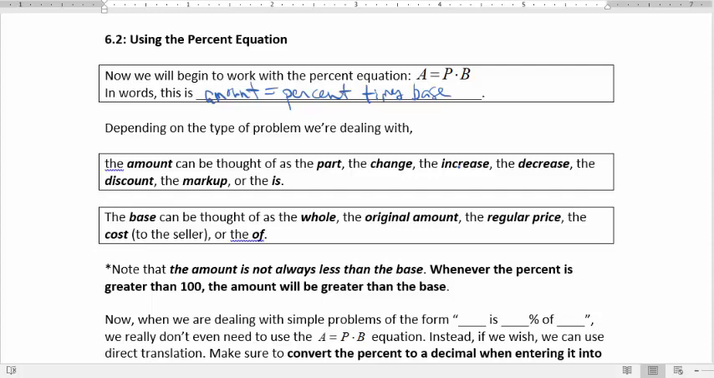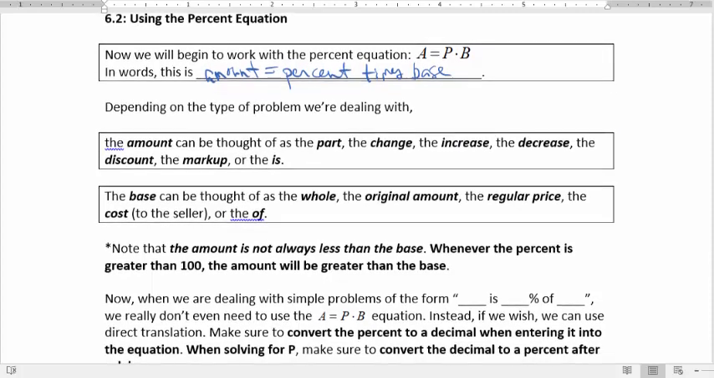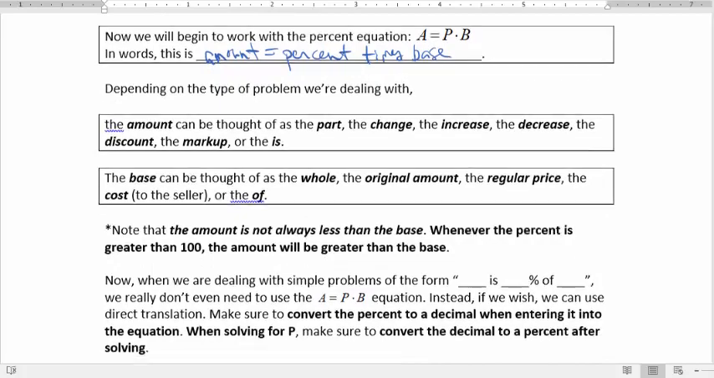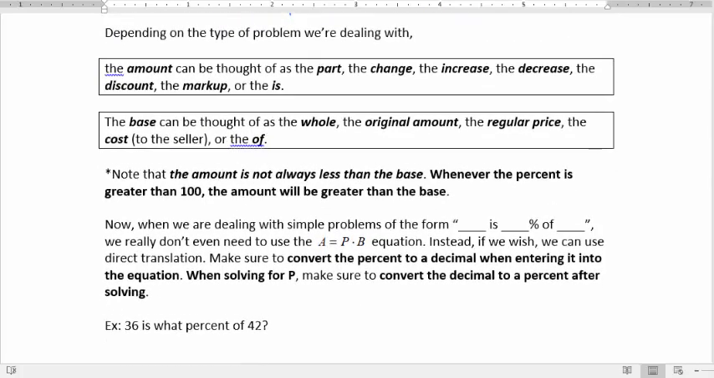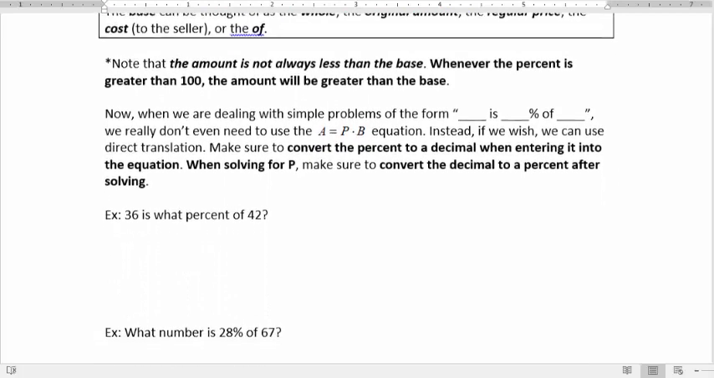And then the base can be thought of as the whole, the original amount, the regular price, the cost to the seller, or the "of" part of a problem. Again, it depends on what kind of problem you're dealing with. So it takes a little bit of practice. You've got to get used to these different kinds of problems, like discount, markup, and percent change and things like this.